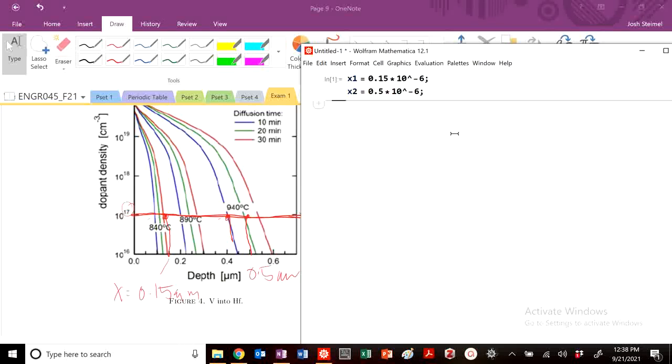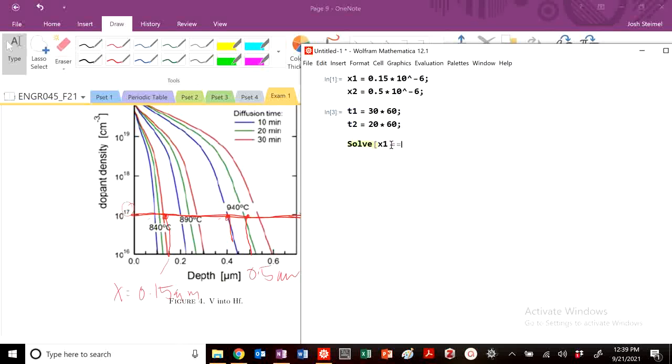So now I can solve for the diffusivity. I'm going to call this t1. My time one there is for 30 minutes, so 30 times 60, 30 minutes, 60 seconds. We want everything in good units. And then my other plot was for 20 minutes, so t2 is 20 times 60. So I've got t1, I've got t2.